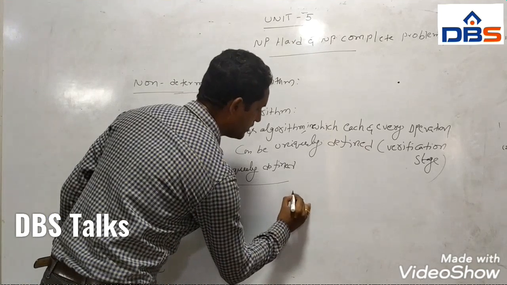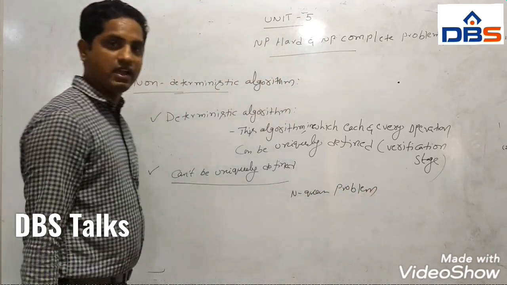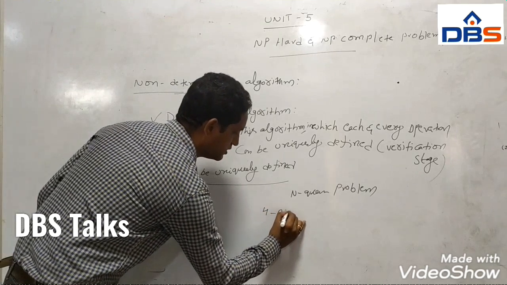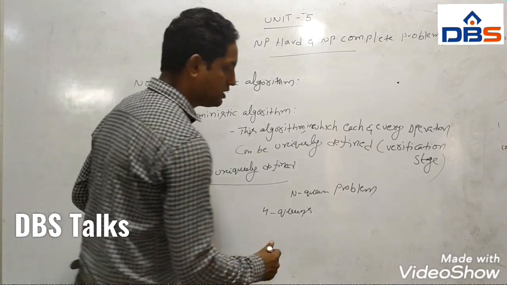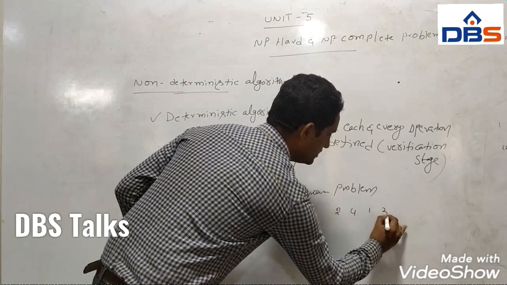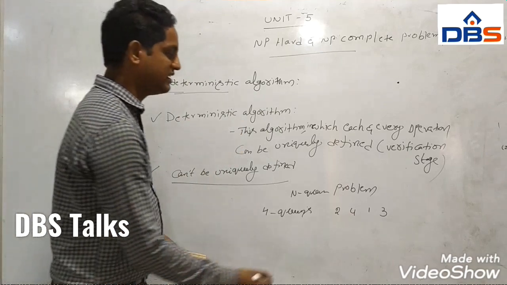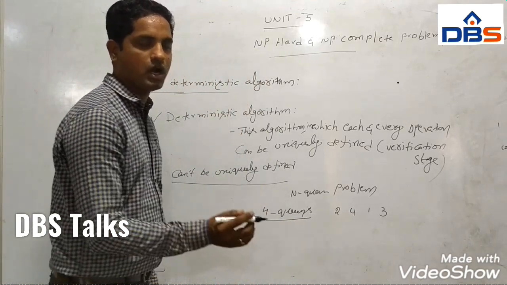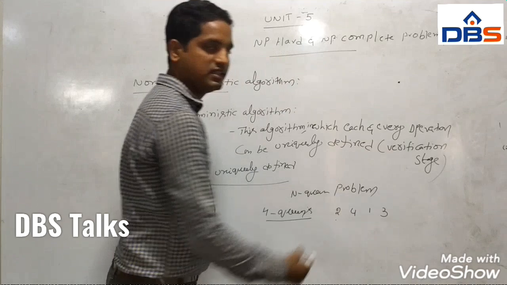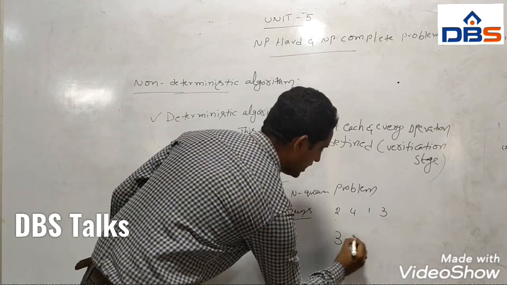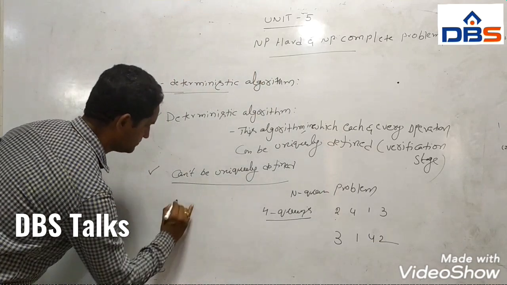For example, we take the n-queens problem. In the n-queens problem, for example, we take 4 queens. The 4 queens problem has two possibilities. The first one is 2, 4, 1, 3, to put a particular queen in the place of the boxes. That is called the 4 queens problem. We have already discussed this in backtracking. The possibility is 2, 4, 1, 3, and the second possibility is 3, 1, 4, 2 to place the particular queen.